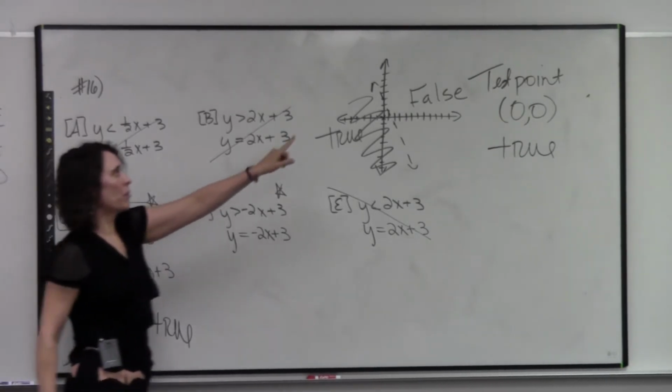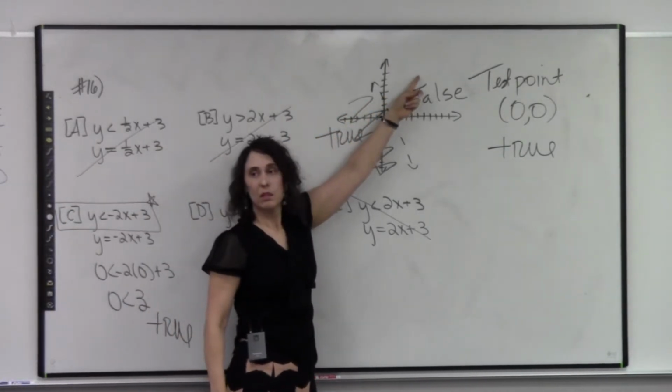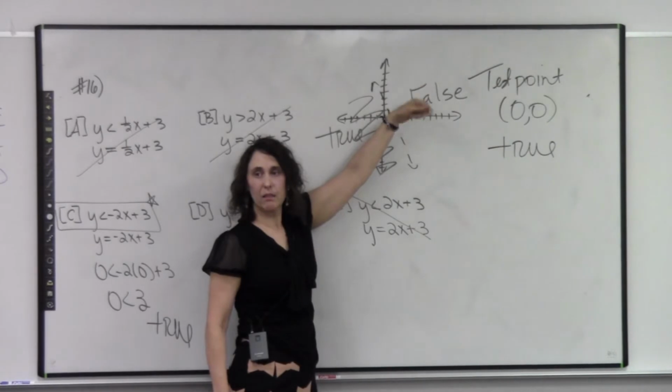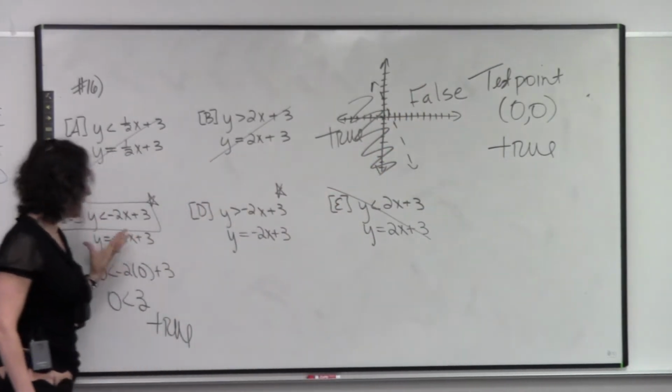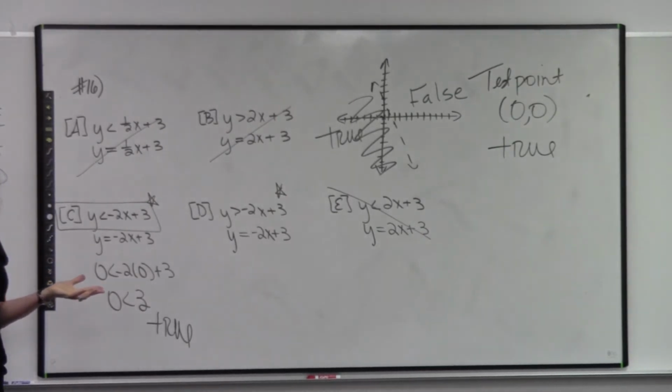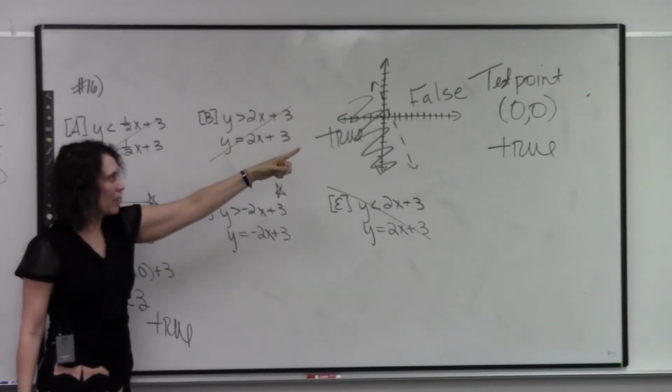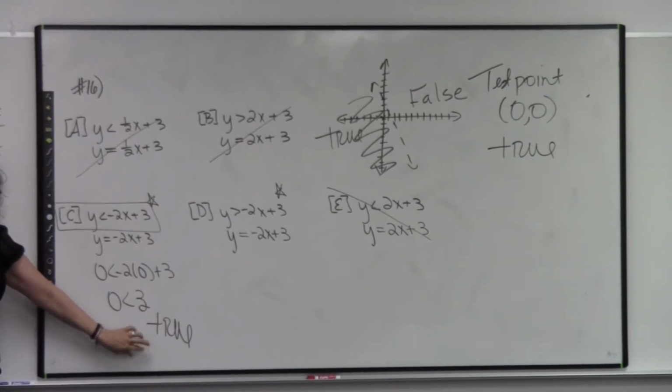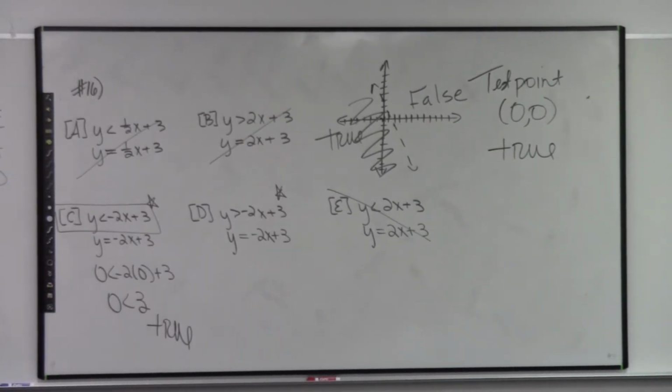So what if you had picked a point over here? It would have to make it false. And if you plugged it in, it would make it false. So it depends on where you're picking the test point. We picked 0, 0 because that's an easy one to plug in. Once again, it's on the shaded side, my test point, so it has to make it true. Questions on that 16?